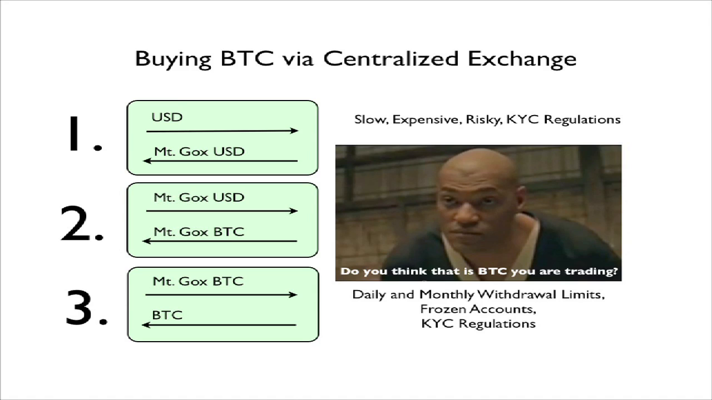Then you take your Mt. Gox US dollars and you buy Mt. Gox BTC. You're not buying Bitcoins. You're buying an IOU from the exchange to honor and give you Bitcoins at some particular point. But as we've seen, that can be problematic because you can have daily and monthly withdrawal limits, you can have frozen accounts, and again, there's know your customer. That never quite goes away, does it?